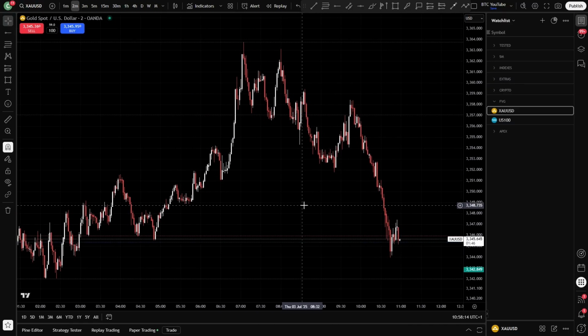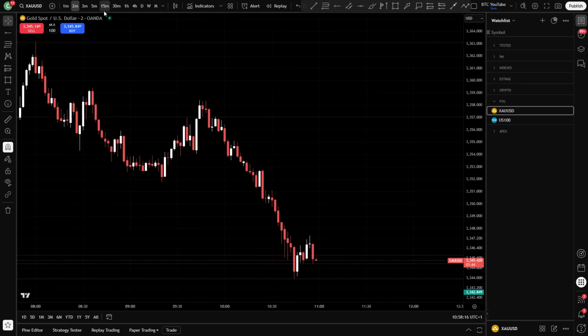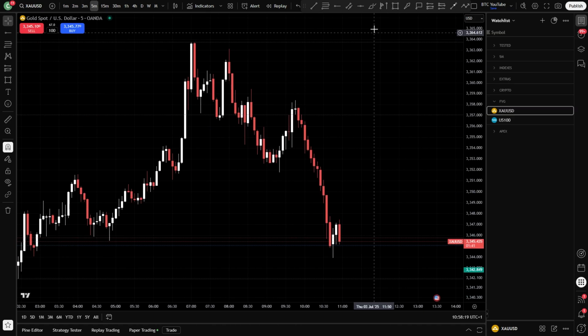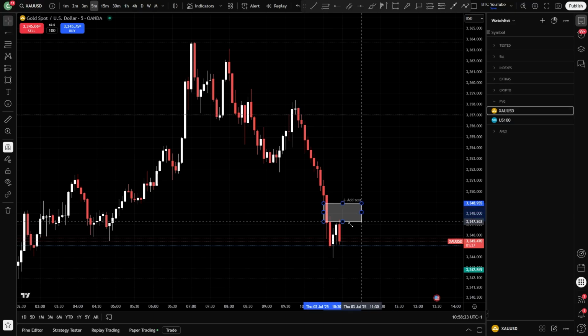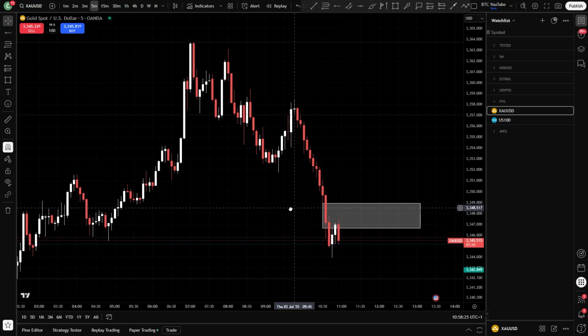Let me just have a look on the 2 minute, actually. Do we have any gaps here? There's not. It looks a bit messy, doesn't it? What's the 5 minute looking like? Okay, the 5 minute's got a decent fair value gap here. I might even have it go down to this level like that.